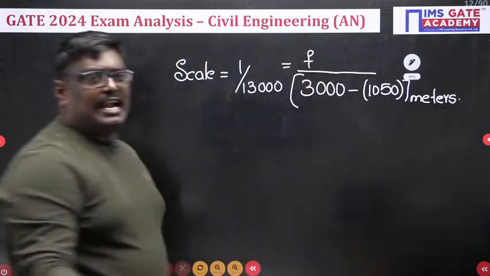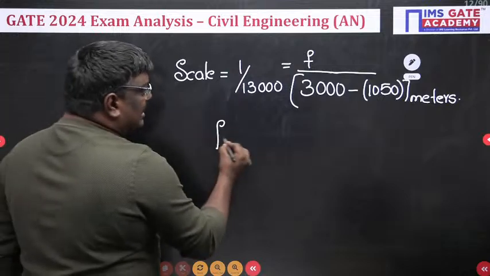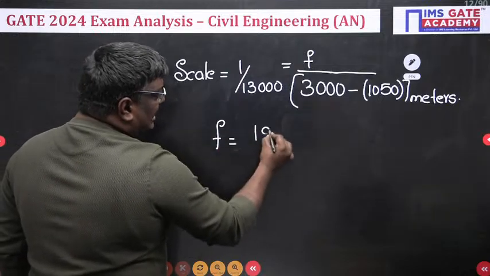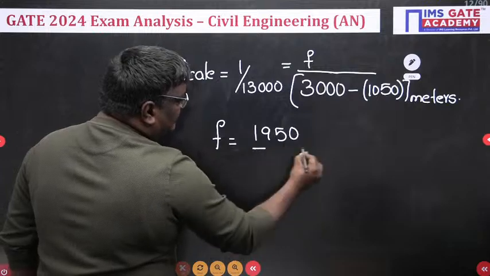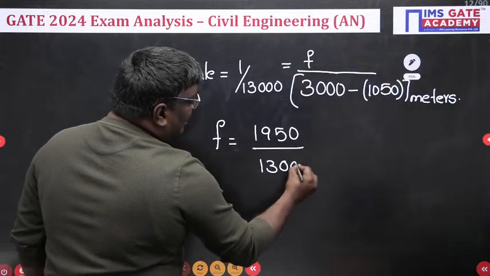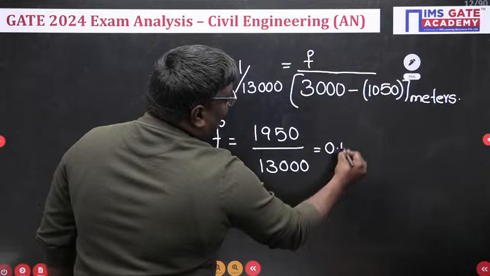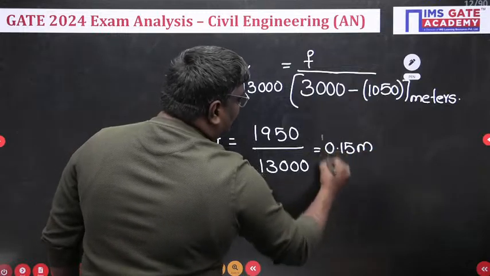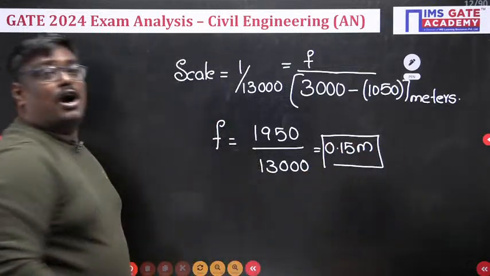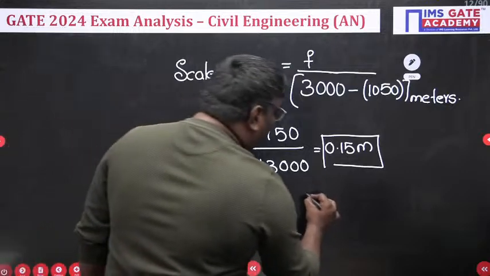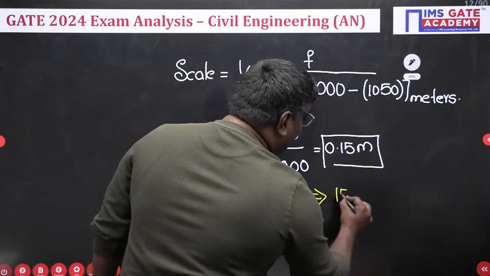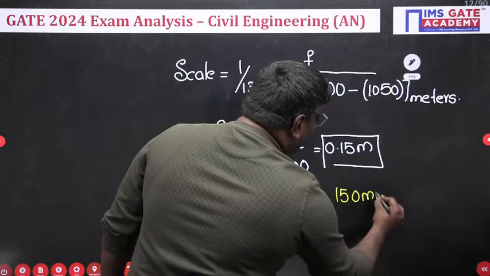So if you calculate here, focal length can be taken as, if you solve that, it will become 1950 divided by 13,000. You will get a value of 0.15 meter. So my dear students, the focal length whatever you got is how much, sir? It is nothing but the value of 0.15 meter, or you can write it as, my dear students, 150 mm.